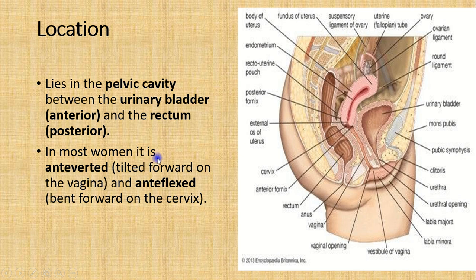In most women, it is anteverted, tilted forward on the vagina. You can see it tilting forwards on the vagina here, and anteflexed, bent forward on the cervix. So you can see how it is bent forward on the cervix, which is right here.